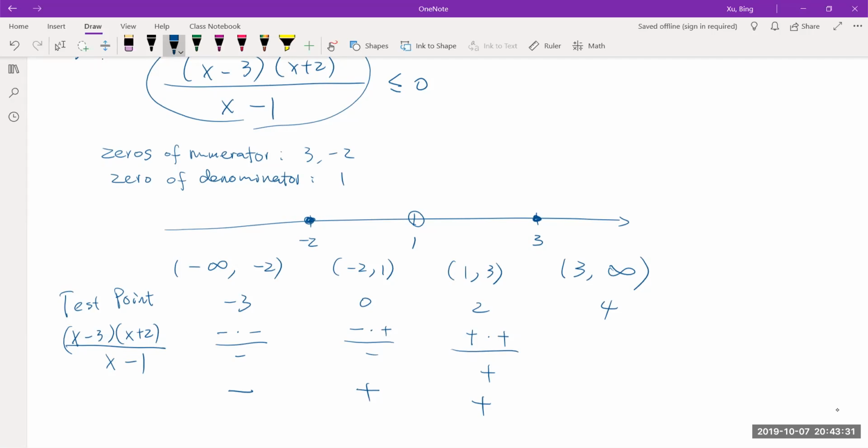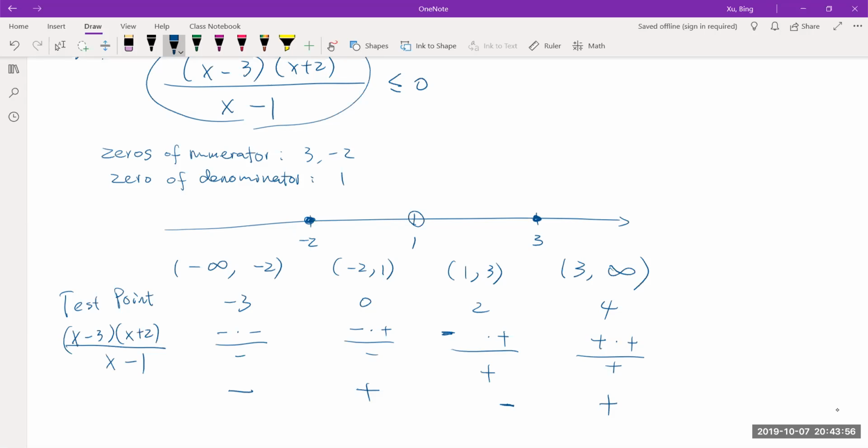Sorry, 4. Did I do 2 right? No, 2 is wrong. Sorry. I was looking at something else. So 2 minus 3 is actually negative. Negative, positive, positive. So actually it's negative over here. Sorry about that. So last one, it's positive times positive over positive, positive.